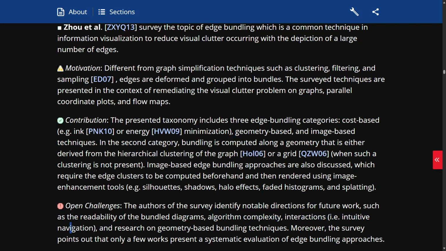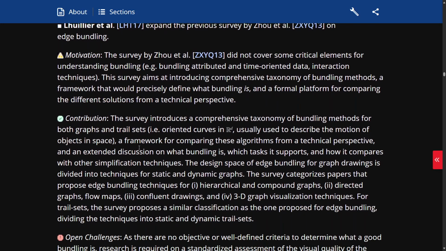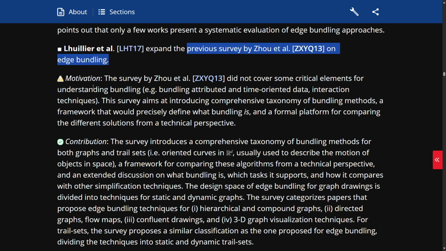Intuitive navigation, and research on geometry-based bundling techniques. Moreover, the survey points out that only a few works present a systematic evaluation of edge bundling approaches. Louis et al., LHT 17, expand the previous survey by Joe et al., SESCCE 13, on edge bundling. Image motivation. The survey by Joe et al.